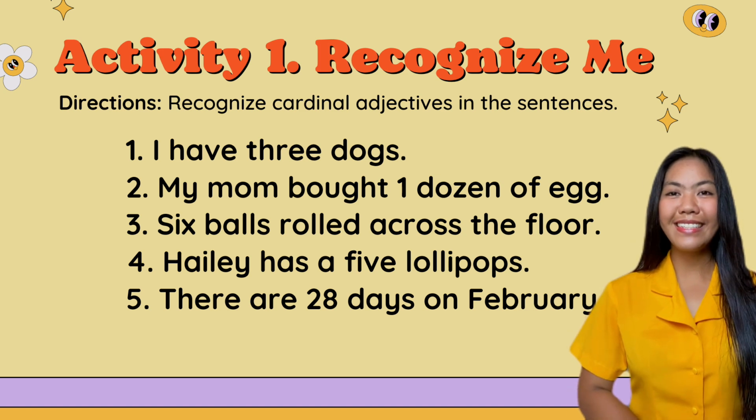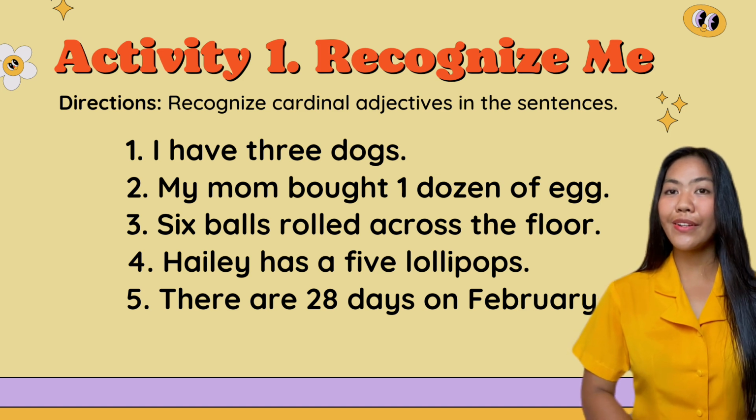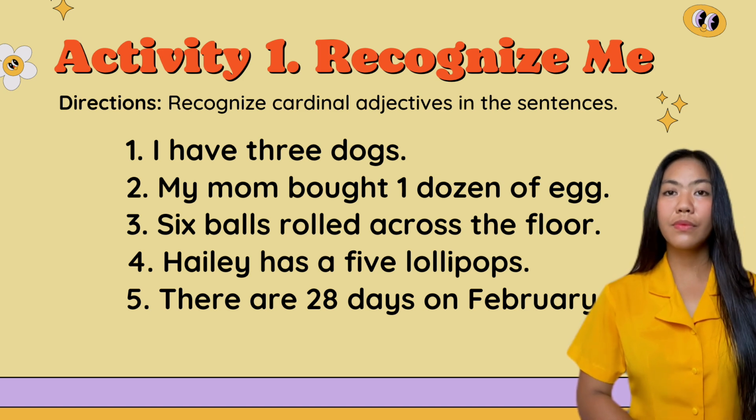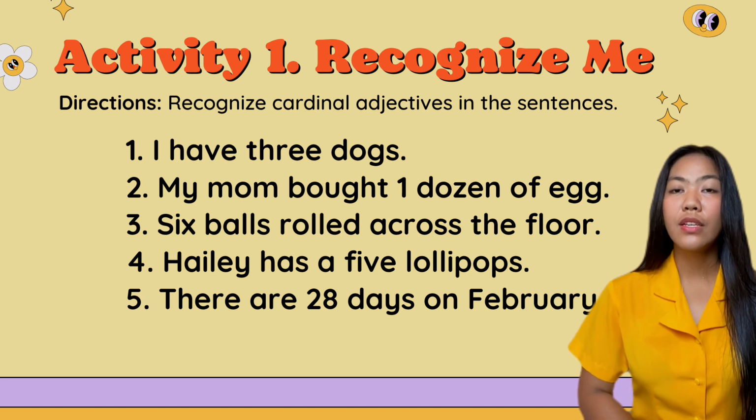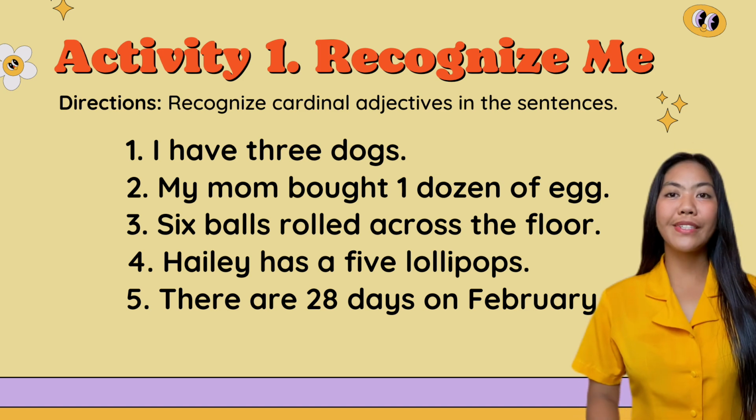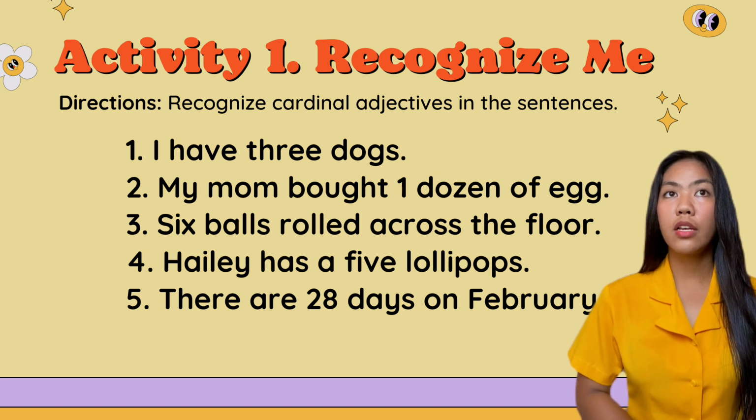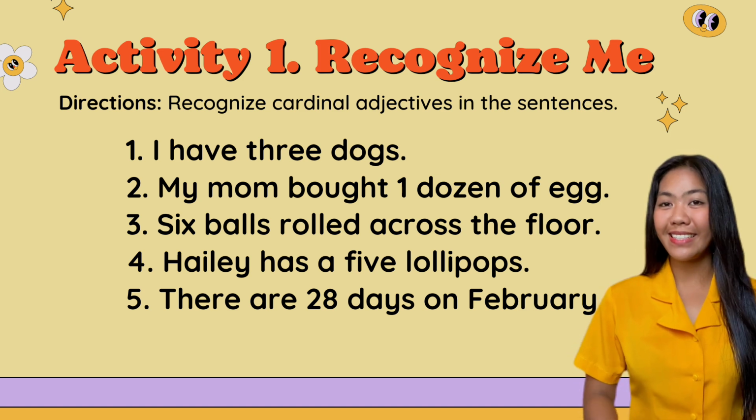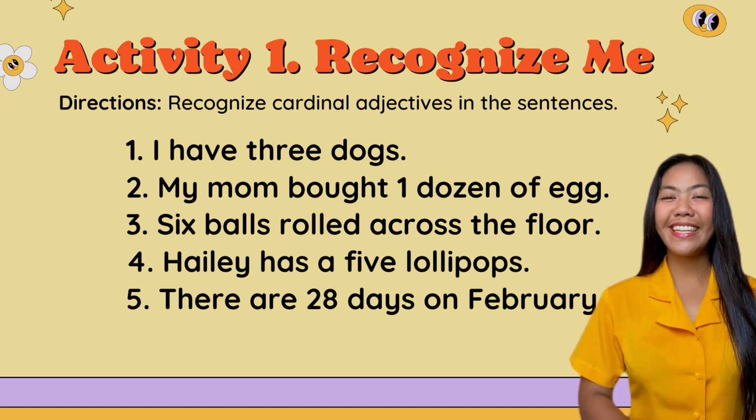For the second sentence, my mom bought 1 dozen of eggs. Which is the cardinal adjective here, children? Yes, it is the word one. So 1 is spelled O-N-E. For sentence number 3, 6 balls rolled across the floor. Which is the cardinal adjective in the sentence, children? Very good. It is 6. So the word 6 is spelled S-I-X.